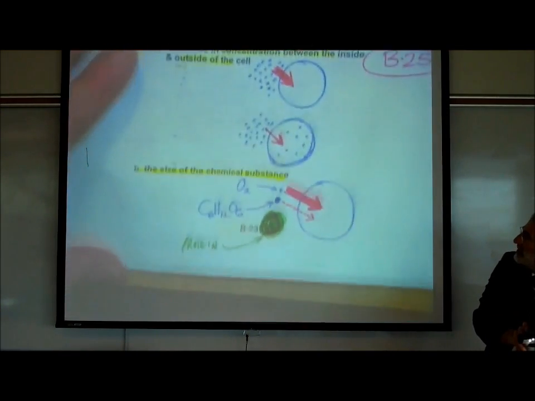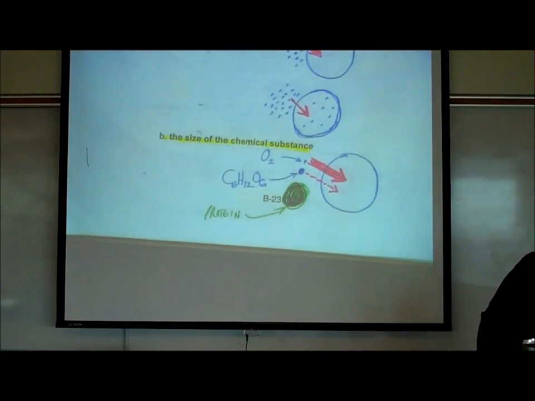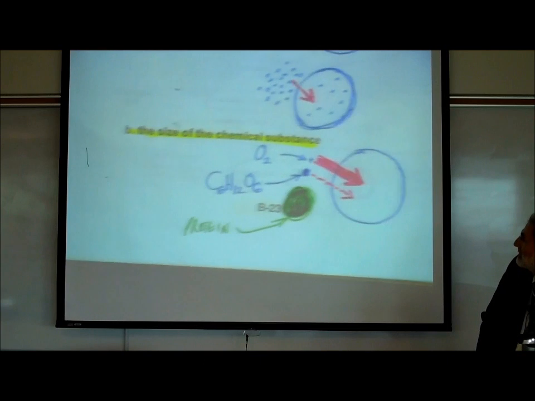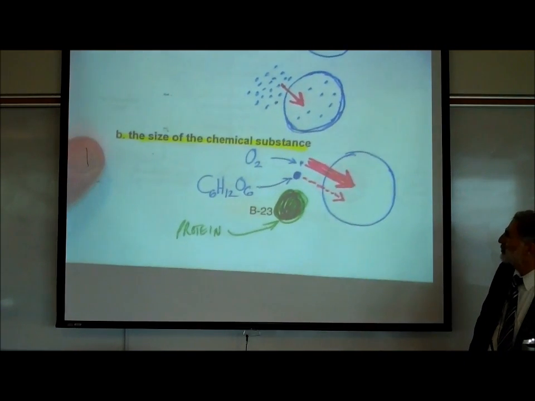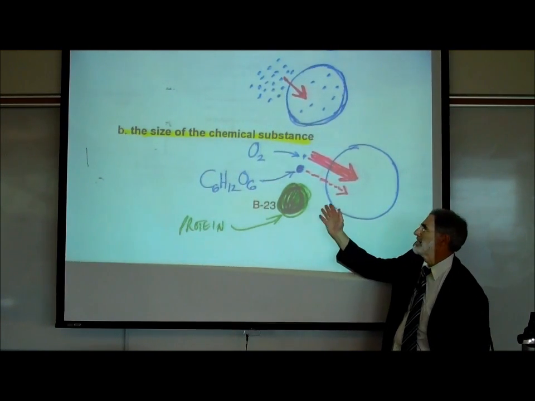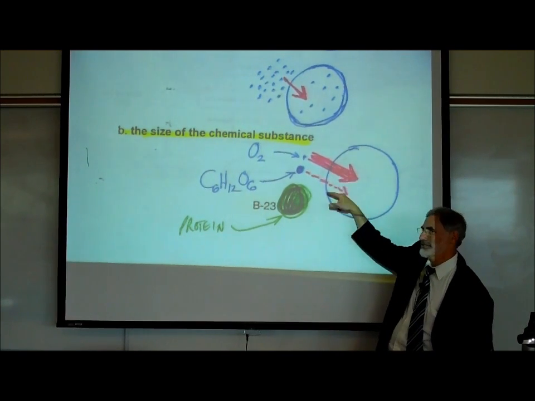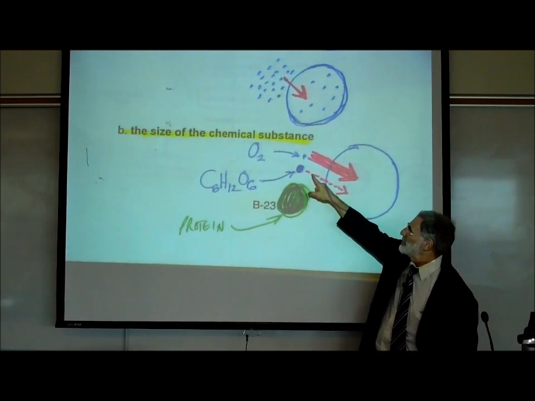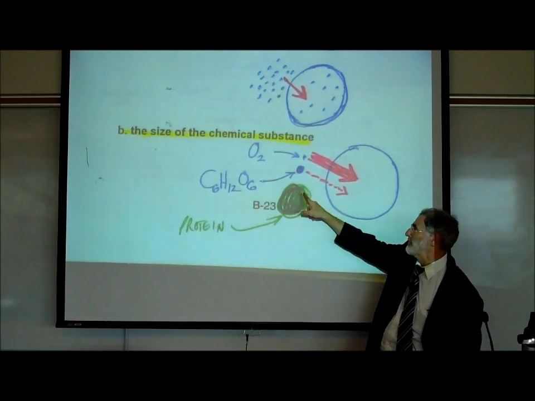Another factor, very easy to understand, is the size of the chemical that's moving. Now, here I've drawn 3 different size molecules. These are not meant to be really realistically depicted relative to a cell. Here's a cell. So I drew a real tiny chemical, a medium-sized chemical molecule, and a large chemical.